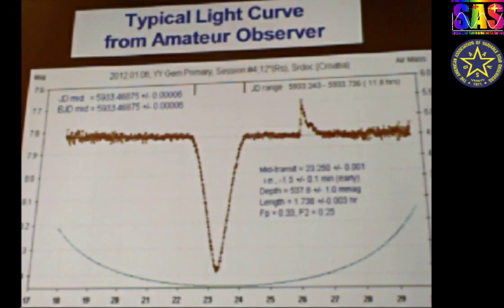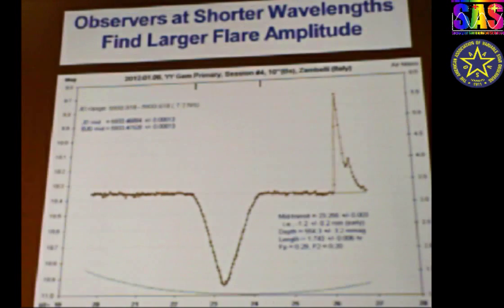Typical light curve. This is a primary during session number 4, night number 4 of the run. It was taken in R, and it was produced by Srdac in Croatia. Very nice primary eclipse, and a very nice flare after the primary eclipse. In fact, that flare was measured by 6 or 7 of the observers. This is by Zambelli in Italy in blue, much higher than in red.